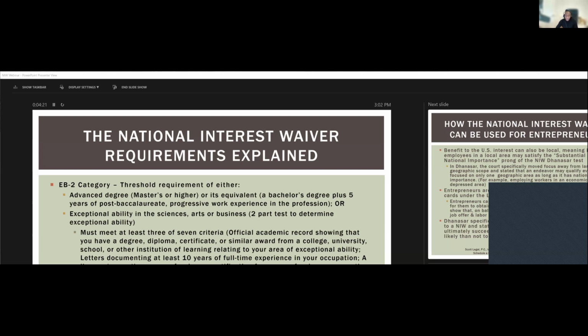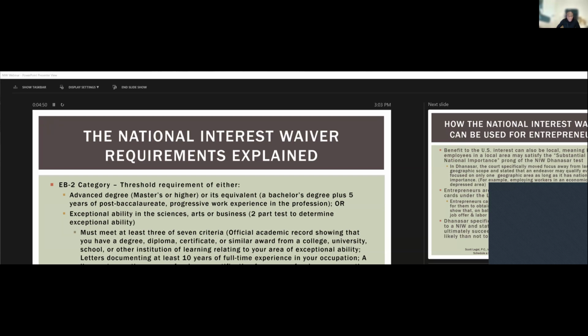So before you even look at a national interest waiver petition and whether or not you're eligible, you have to realize that they fall under a category. In terms of employment-based green cards, they run from EB1 through EB5. So EB1, EB2, EB3, EB4, and EB5. Now, the national interest waiver falls under EB2. What also falls under EB2 is if a company wants to sponsor a professional.